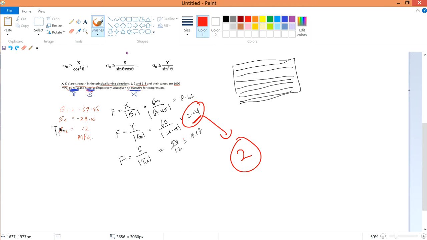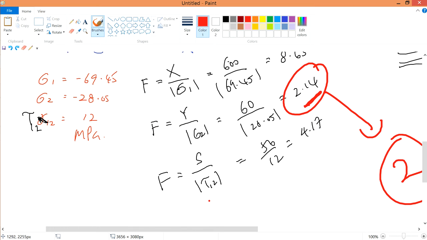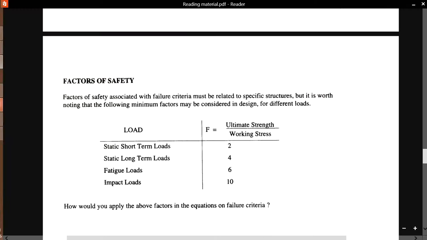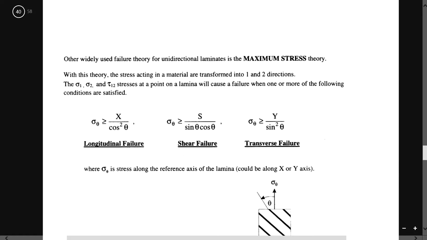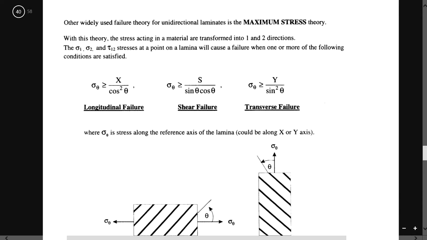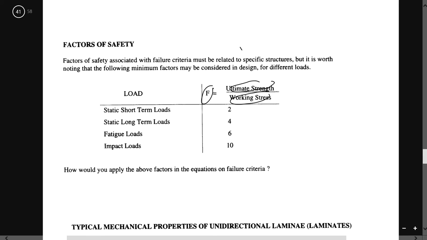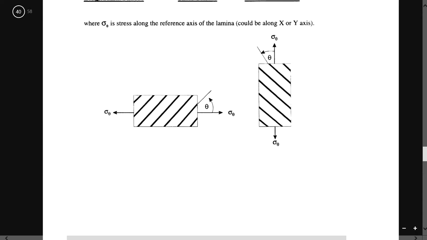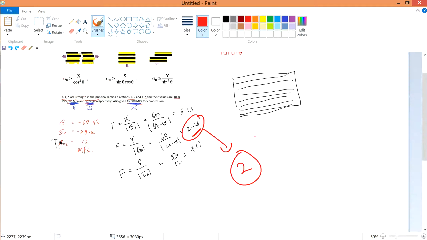But generally the equation over here is very important. So I would want you to memorize it for your Tsai theory and your max stress theory. In fact, this comes from this thing over here: your ultimate strength divided by the working stress gives you a factor of safety. And in fact this belongs to your max stress theory. It should belong to the max stress theory if you were to calculate the factor of safety. So these are the things that you may want to take note of.